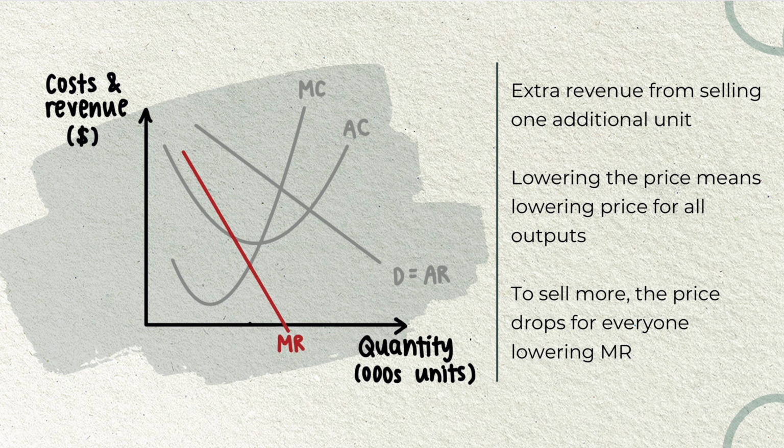And in the case of marginal revenue, this is the extra revenue from selling one additional unit. So when a firm decides to lower the price of their products, they will essentially have to lower the prices of every single unit produced. For a business, in order to sell more units, they typically would lower the price. And lowering the price for everyone will lower the marginal revenue.